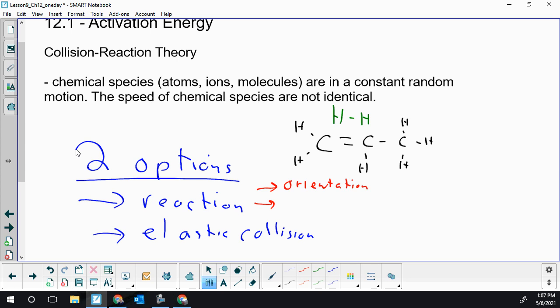And even though you may get collisions between molecules that have the right orientation, they have to hit each other with enough energy to cause an initial bond breaking. There is a minimum energy required for that, for any reaction, and we're going to call this activation energy, and we'll dive into it more in the next slide. So I'm putting a little subscript A to give a note to this type of energy.